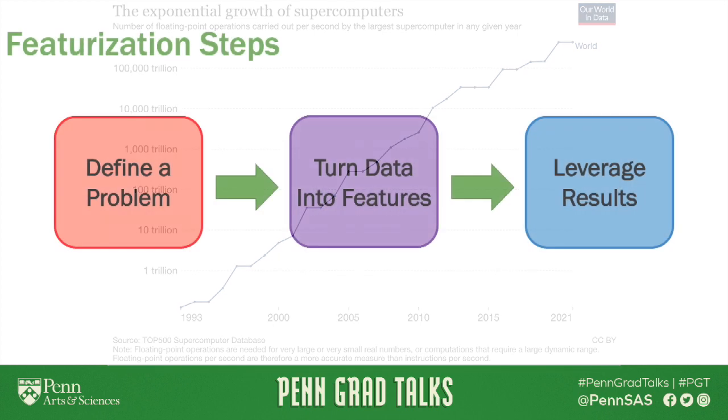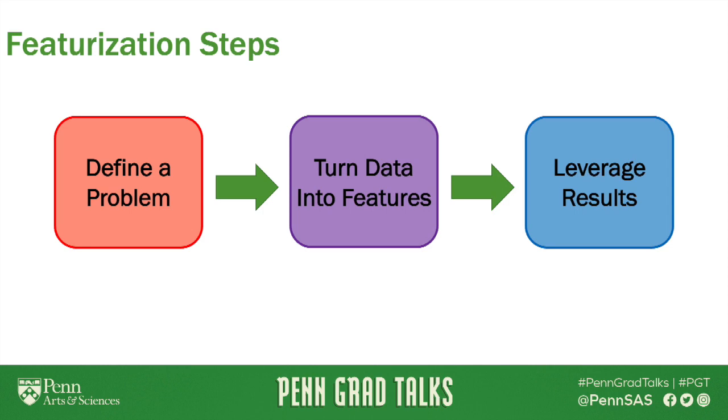So today I'm going to talk about a method called featurization, where you can use machine learning to break down this data. It splits into 3 steps: you have to define a problem that fits within your parameters, turn your data into features that are suitable for machine learning, and then leverage your results in a way that you couldn't have before.